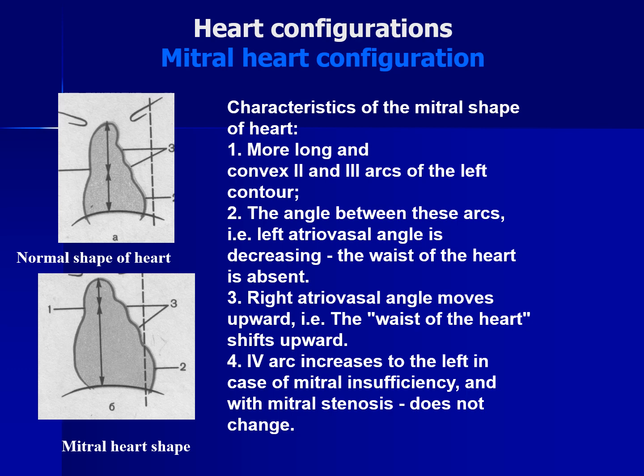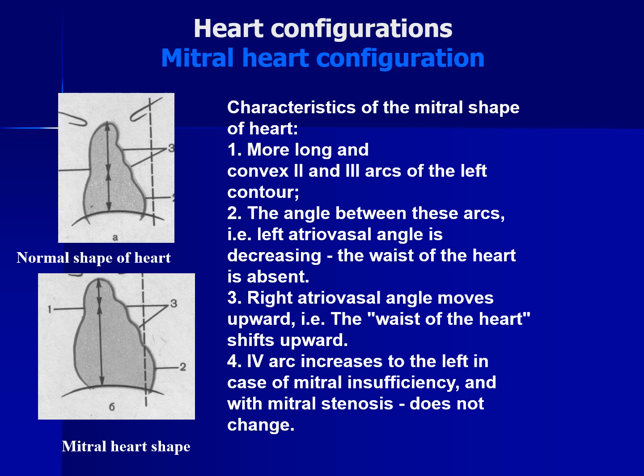The characteristics of the mitral shape of heart are, firstly, a longer and more convex second and third arches of the left contour. Here they are. Here is how they have to look in normal. Second, the angle between these arcs, the left atriovasal angle, is decreasing. The waist of the heart is absent.